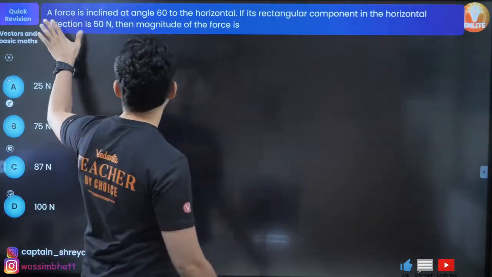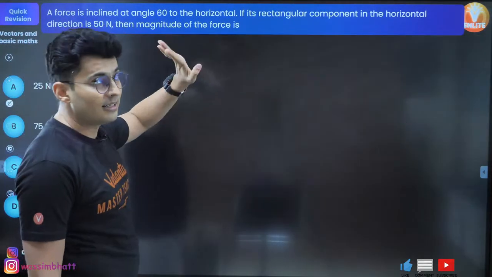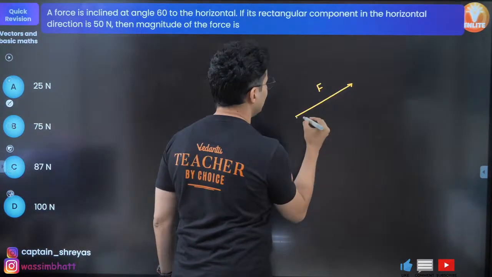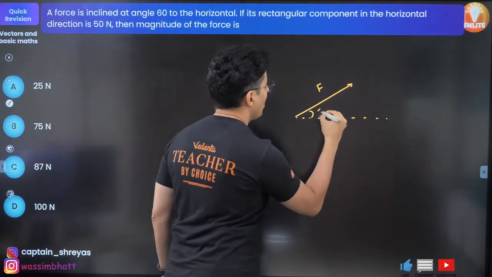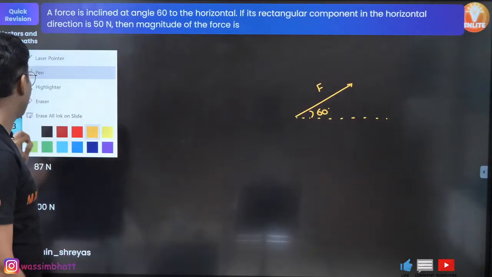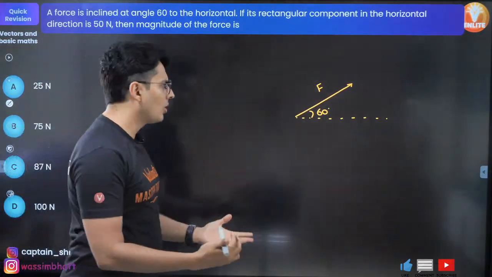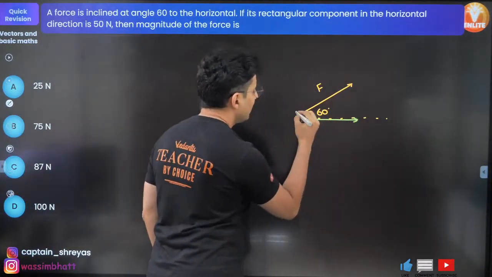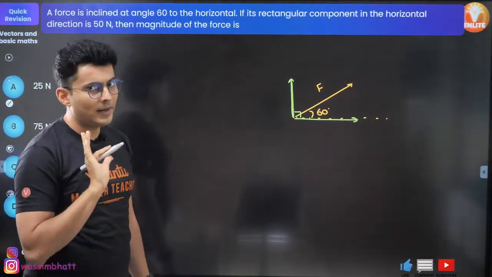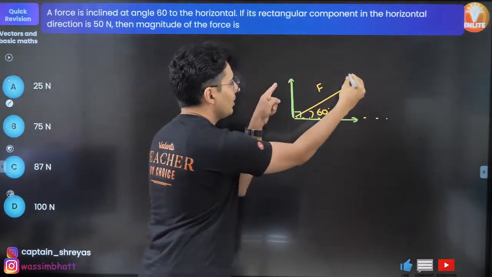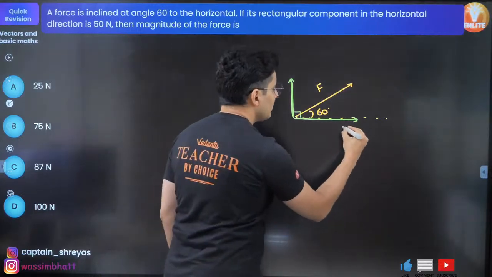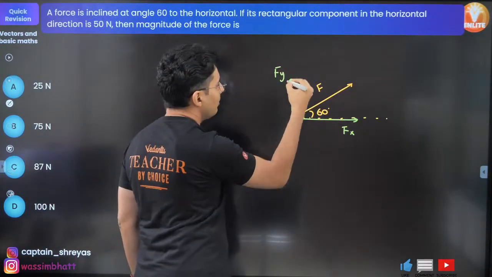We have a force which is inclined at an angle of 60 degrees to the horizontal, and it is given the rectangular component in the horizontal direction. What do you mean by rectangular component? When you split a vector into two perpendicular components, they are called rectangular components. It looks like a rectangle. You can complete the rectangle right over here, 90 degrees. So this is your x component, this is your y component.